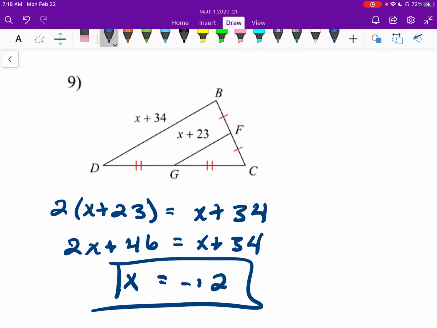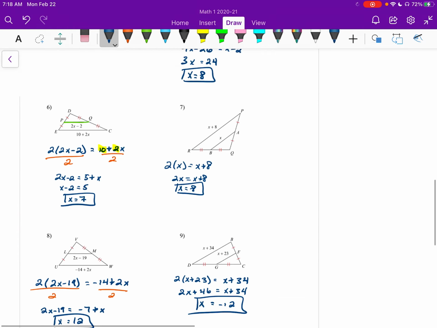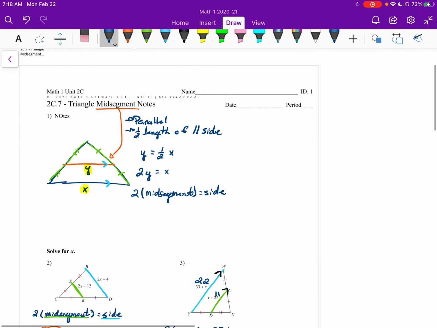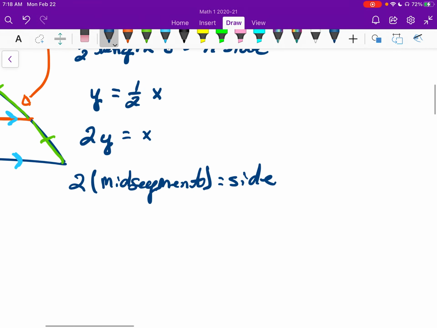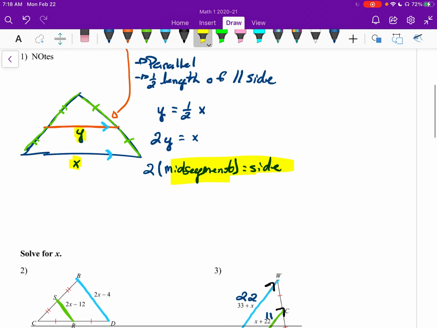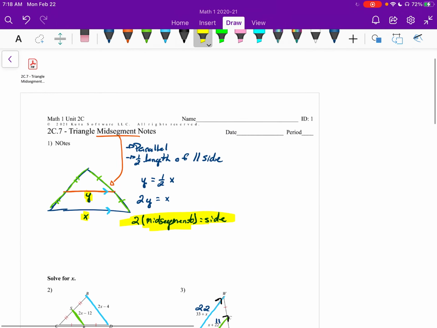And there we are. That's how we do these. Make sure we remember that 2 times the midsegment is the side. That's the biggest, most important piece of this. That's what you're going to need to do your homework. 2 times the midsegment is the side. All right.